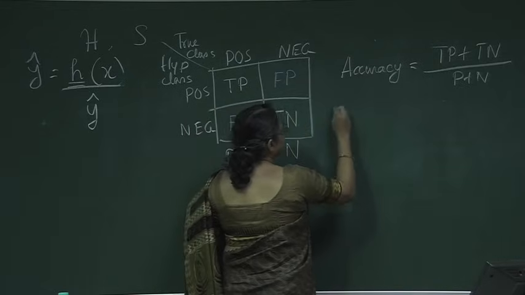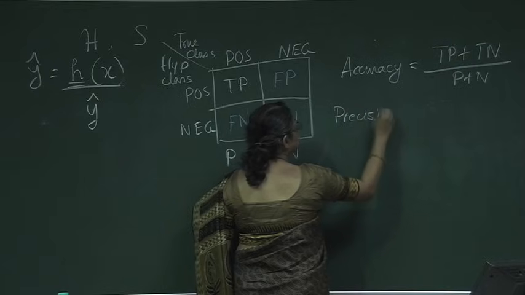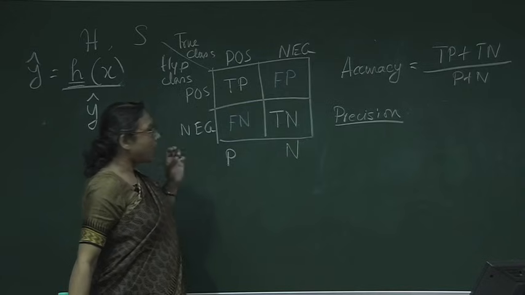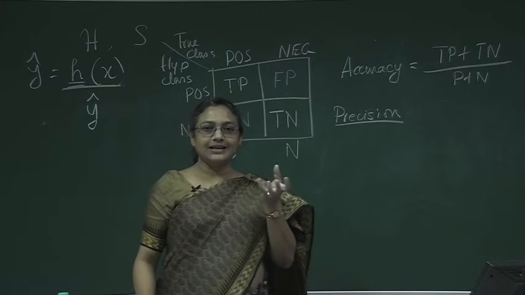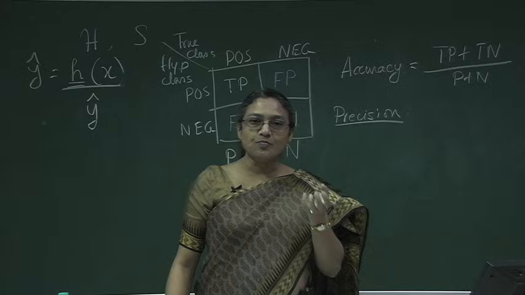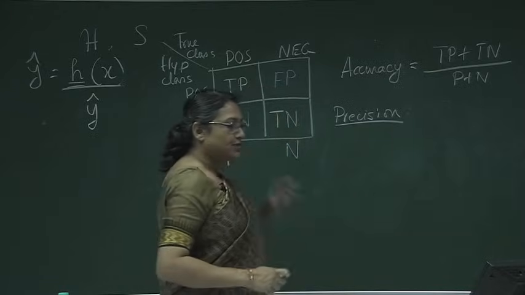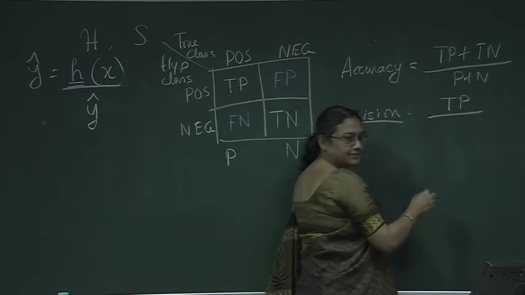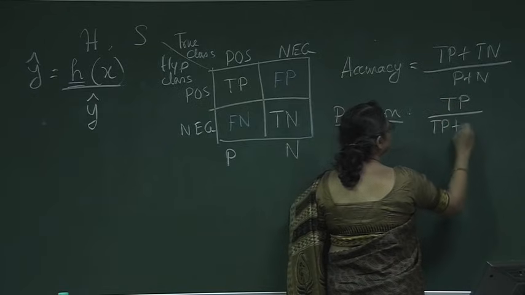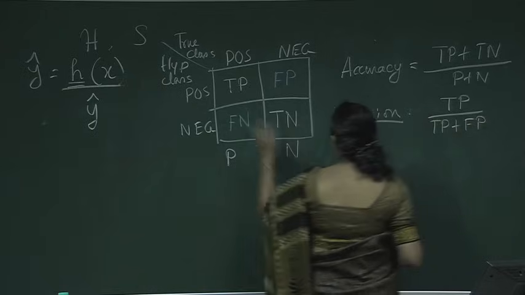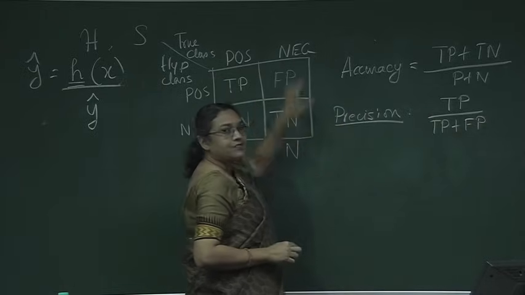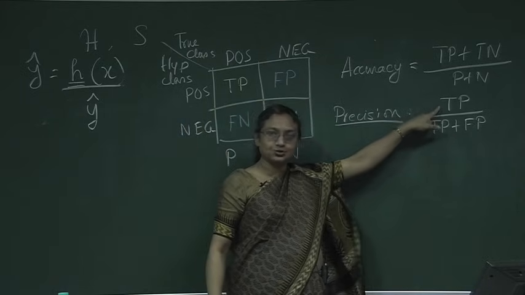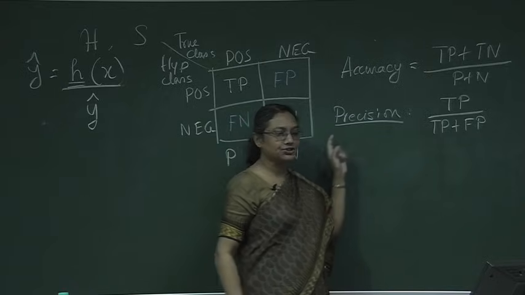Along with accuracy, we are sometimes interested in other measures. For example, precision is defined to be, out of the examples that the learning algorithm marks as positive, how many are correctly positive. So, precision is defined to be Tp divided by Tp plus Fp. So, Tp plus Fp is this row, what the learning algorithm defines to be positive, out of which Tp are the ones which are actually positive. So this defines precision.